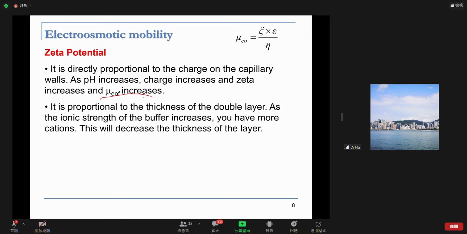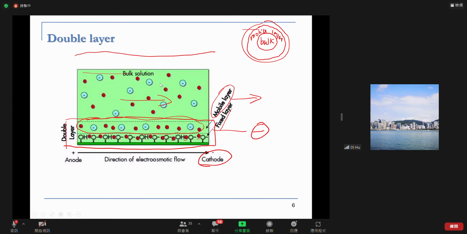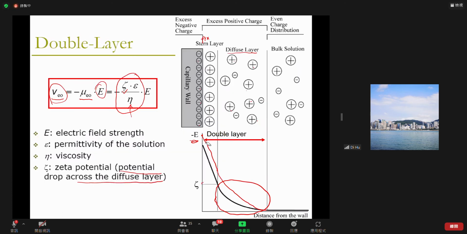Another one is that it's also proportional to the thickness of the double layer. What does that mean, the thickness of the double layer? It's really related to the ionic strength. It's related to the concentration of the buffer solution. How to understand that one? Let's look at it this way. I just try to help you guys understand.